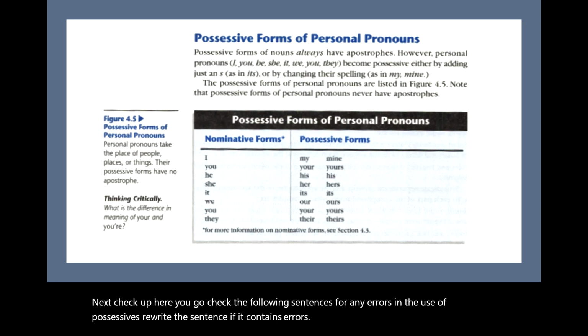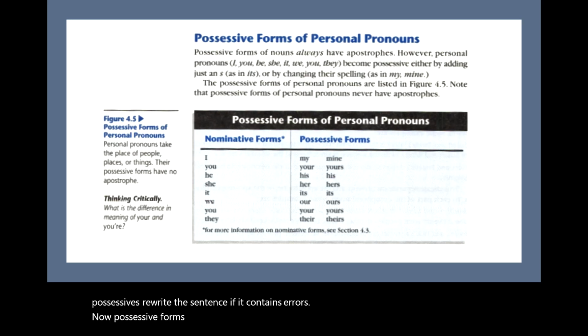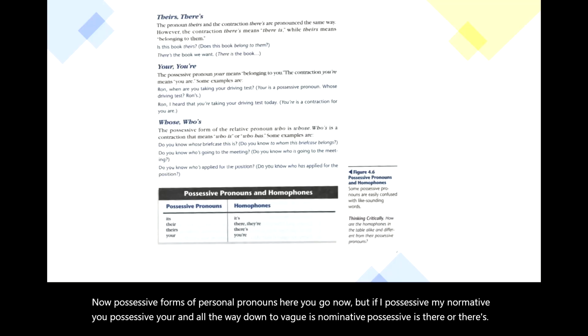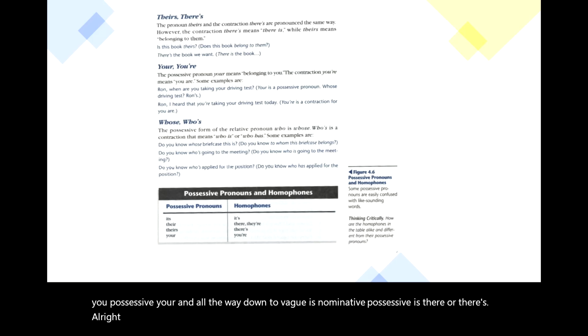Now, possessive forms of personal pronouns, here you go. Nominative, I, possessive, my. Nominative, you, possessive, your. And all the way down to they is nominative, possessive is their or theirs. All right, so their and there, right? This is a huge mistake done by a lot of people a lot of times. Your and you're, whose and who's. So take a look at that.